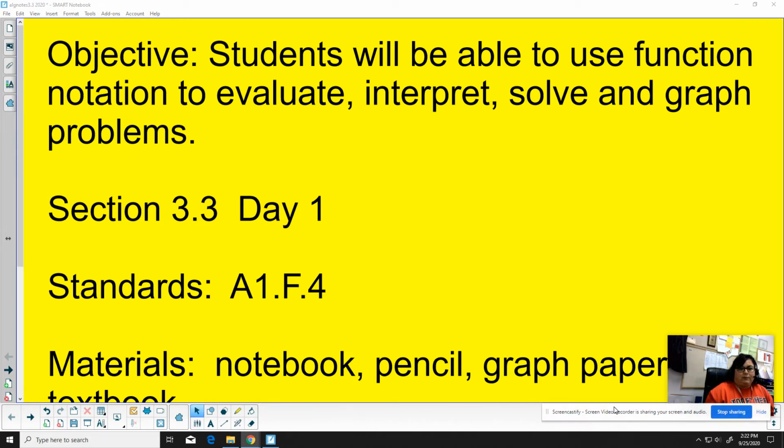We're going to do section 3.3 here. 3.3 is about functions. So we'll be solving them, evaluating them at particular numbers, interpreting them, graphing them.